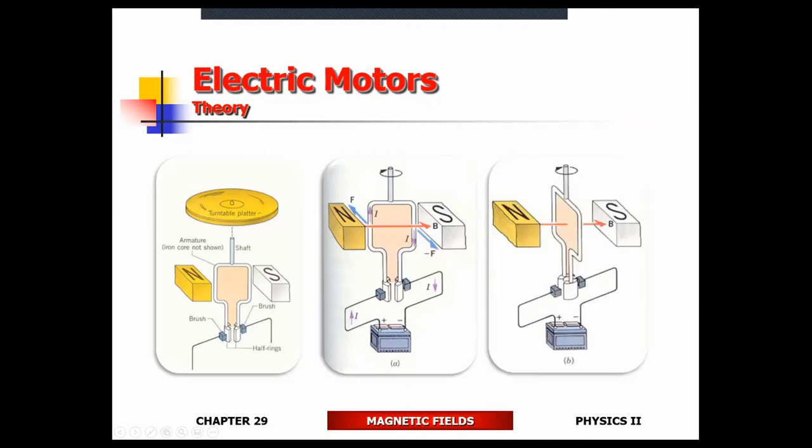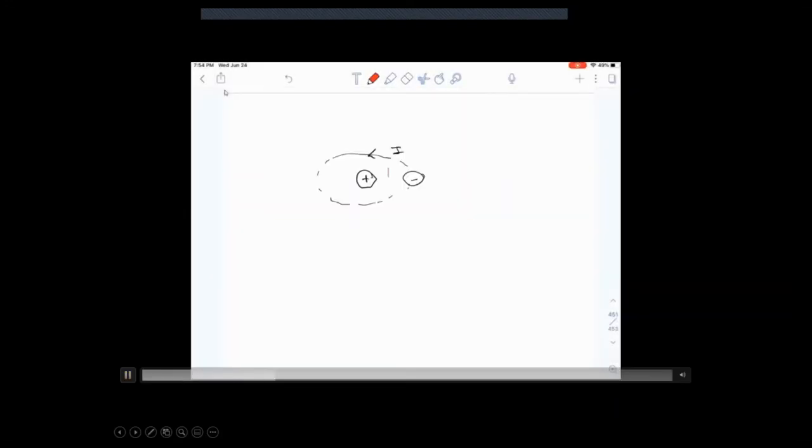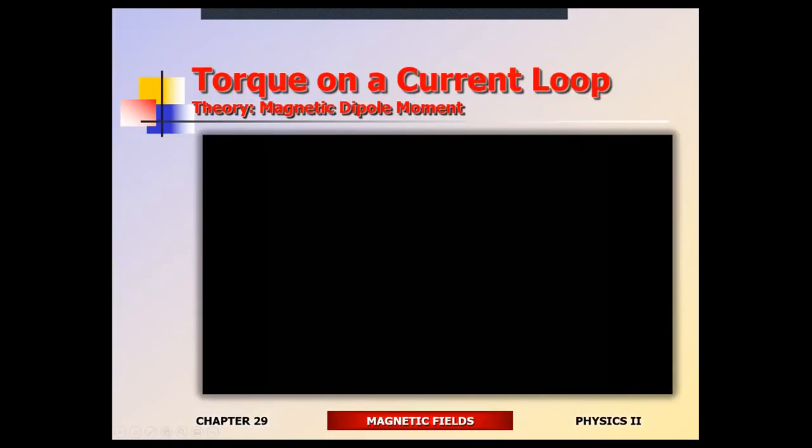And at this point, notice that as soon as it becomes lined up, there's no longer current within the loop. So if there's no current within the loop, what's going to happen? Rotational inertia is going to carry it over, and then it's going to touch this, there's going to be current, so it's going to experience a torque, and then it gets disconnected. Rotational inertia takes over, so it's going to keep spinning in the same direction. So this is how electric motors work, torque on a current loop.